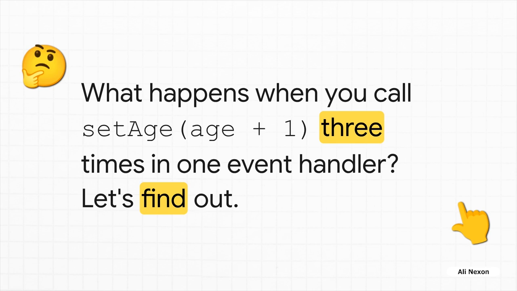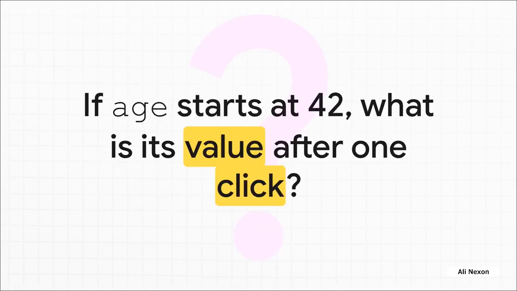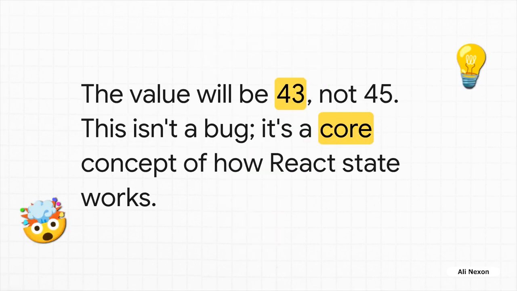Your goal is pretty simple, right? You just want to add 3 to the age with one single click. So if our age starts out at 42, what do you think it's going to be after that click? I mean, it's got to be 45, right? We added 1 3 times. It seems obvious. But it's not.